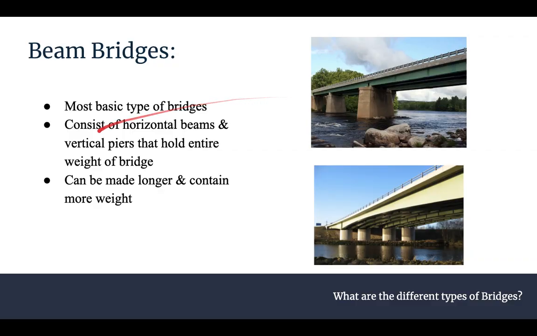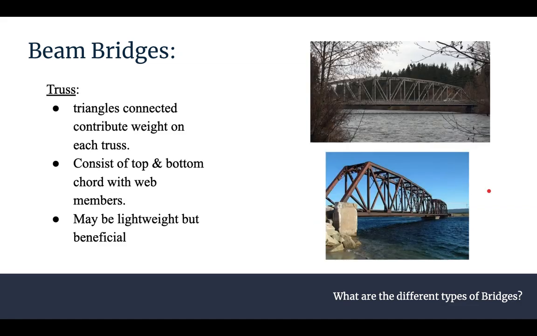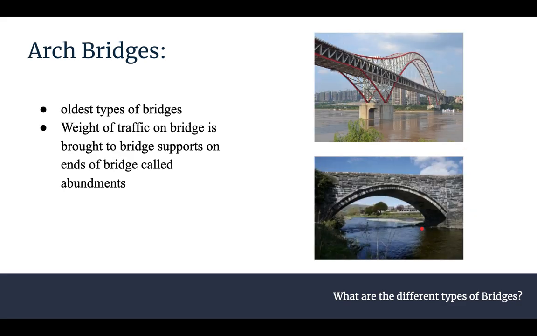So let's get started on the beam bridges. It is the most basic type of bridge, which consists of horizontal beams and vertical piers that hold the entire weight of the bridge and can be made longer and contain more weight. And we have the truss, which, as you see here, is triangles connected to distribute weight. Each truss consists of a top and a bottom chord with web members. It may be lightweight, but it's beneficial.